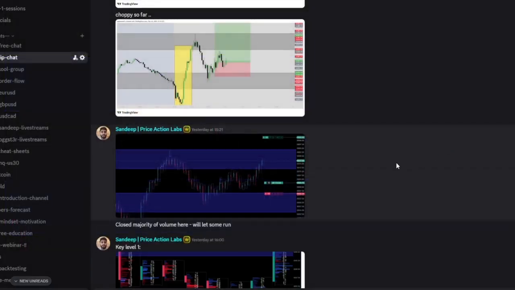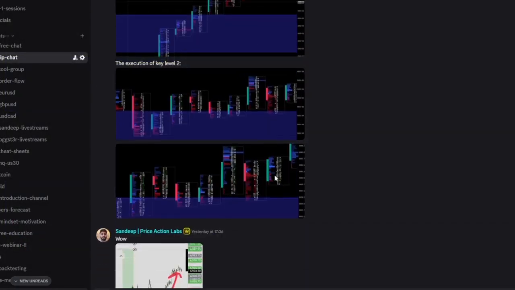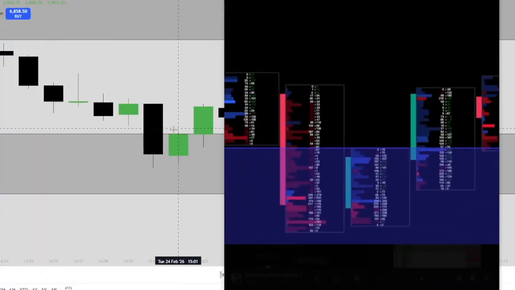Technically 63, let's say, right? And this was the execution at the key level. So here was the footprint charts, and we're going to get the footprint charts side by side with the candlestick charts. So let's break this down.